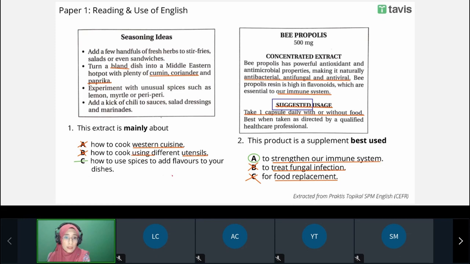So we already know that it has these properties: antibacterial, antifungal, and antiviral. And there's one more keyword here: they are essential to our immune system. So when you say essential, it's important for your immune system. When it comes to the word importance or essential, another synonym of it is strengthen. It has those kind of powerful level of vocab, right? Essential, importance. So the synonym of it is strengthen. All right, so make sure you be careful with your keywords, okay? So now we know that the answer for 2 is A and for number 1 is C. Now let's move on to the next part.